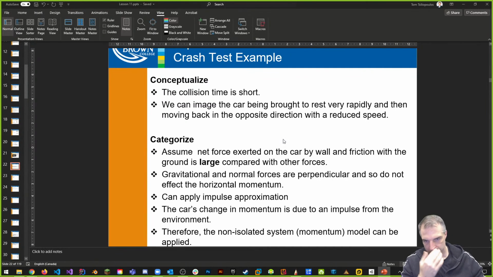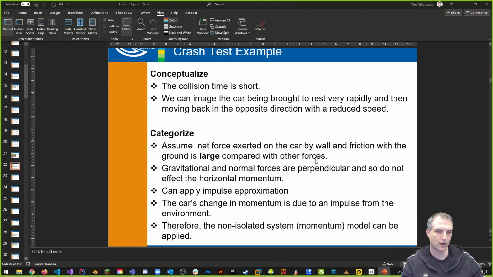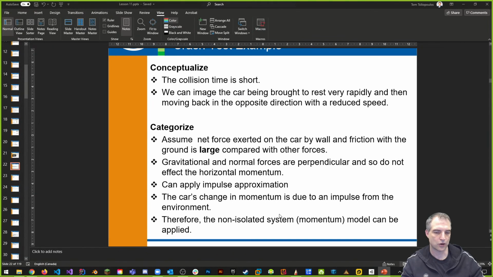Categorize. Assume the net force exerted on the car by the wall and friction with the ground is large compared with other forces. Gravitational and normal forces are perpendicular, so they do not affect the horizontal momentum. It makes sense because they're counteracting each other: the normal force counteracts the gravitational force. The friction is minimal because it's a crash-test car, not a car with freely rolling wheels. We can apply the impulse approximation because of these factors. The car's change in momentum is due to impulse from the environment. Therefore, the non-isolated system or momentum model can be applied.